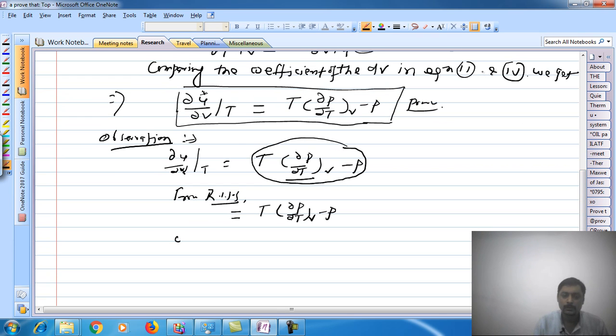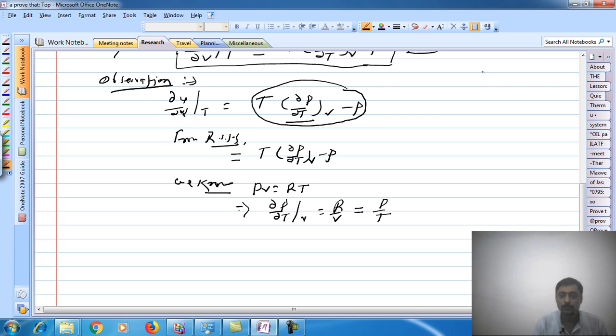We know PV is equal to RT. So this implies del P by del T at constant V is equal to R by V, and this R by V is equal to P by T. So we have to put the value of this one in this equation.